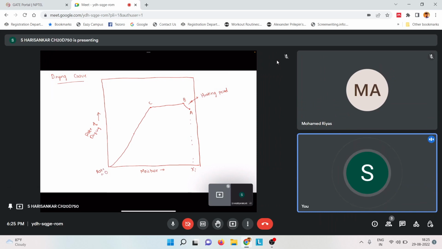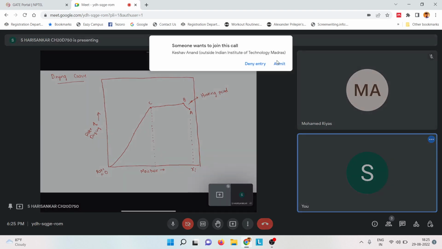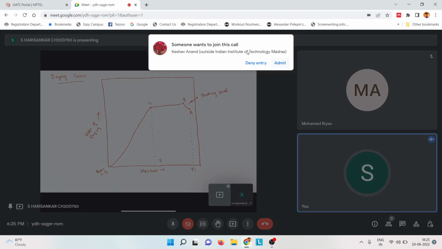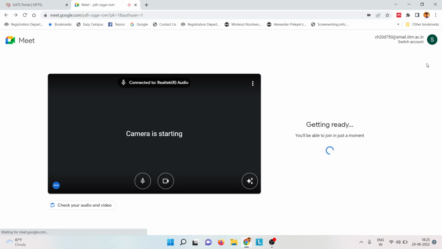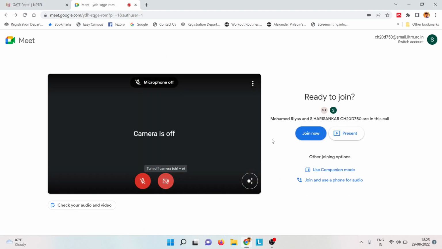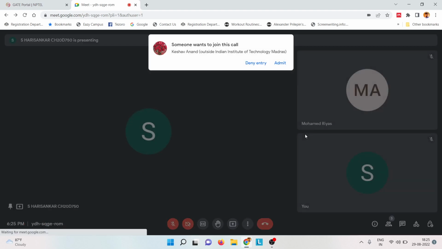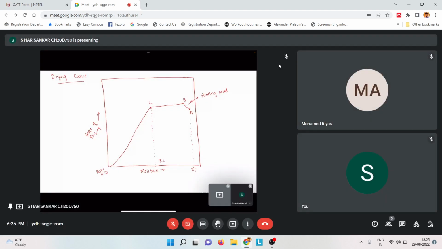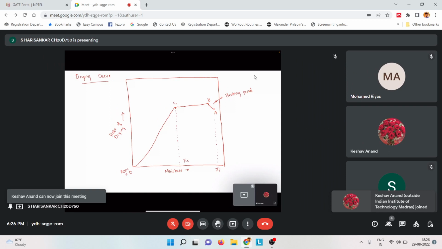Now, as I said, this Xi is the initial moisture content. The moisture content at this point C is called the critical moisture content.